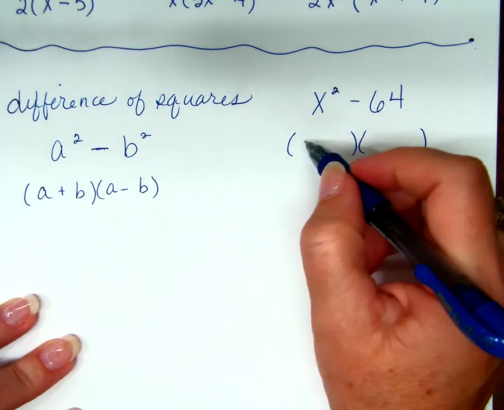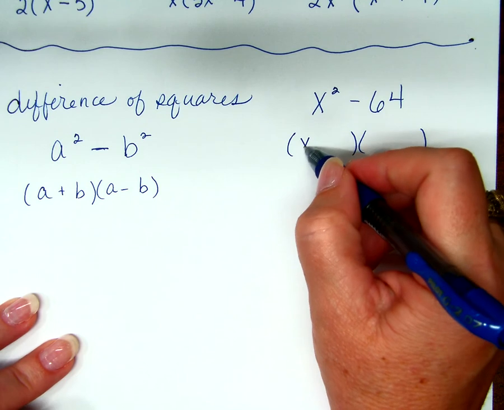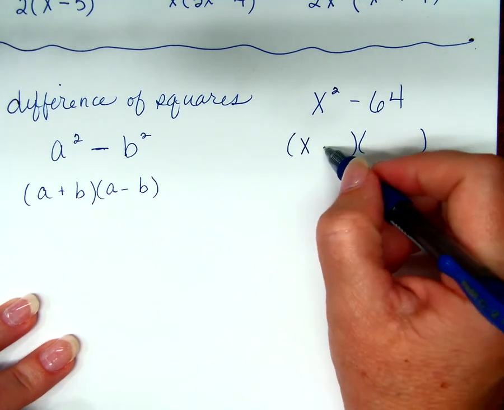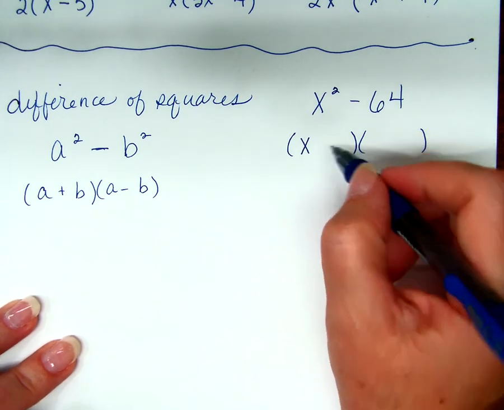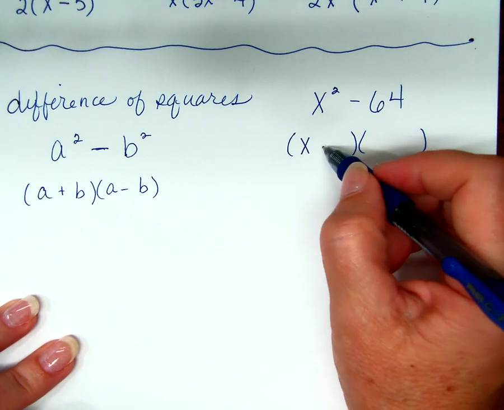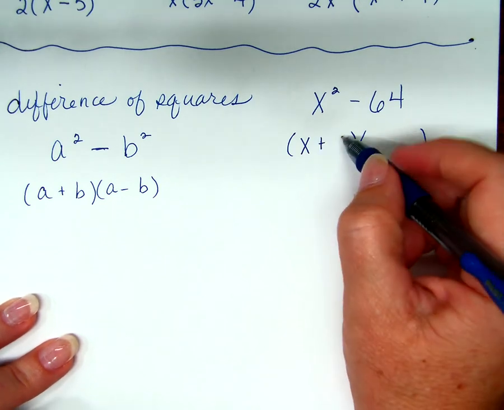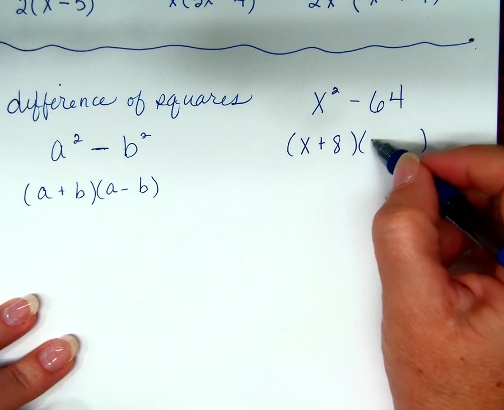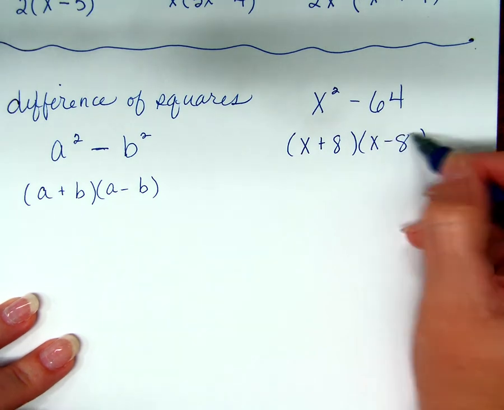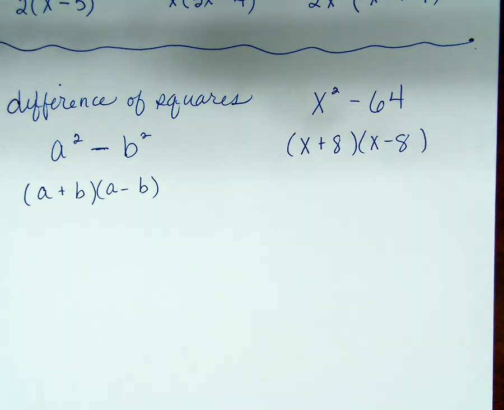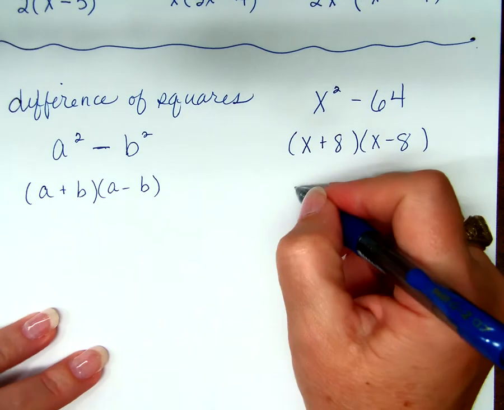The first one is going to be, you can't say it after I write it. I want you to say it before I write it. Sorry. X plus 8 and X minus 8. Perfect. Boom. Are they all that easy? No. Okay, let's get a little bit more.